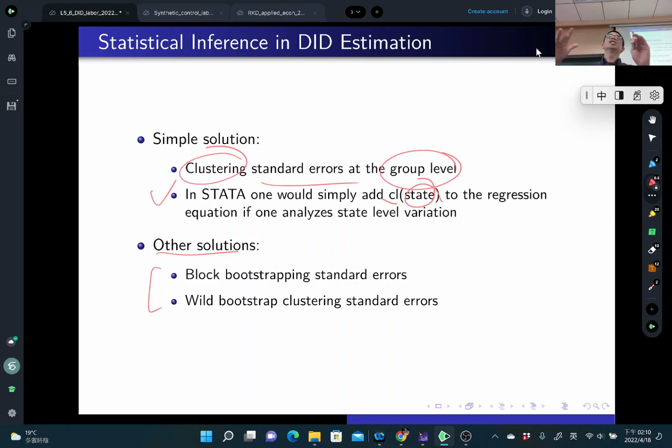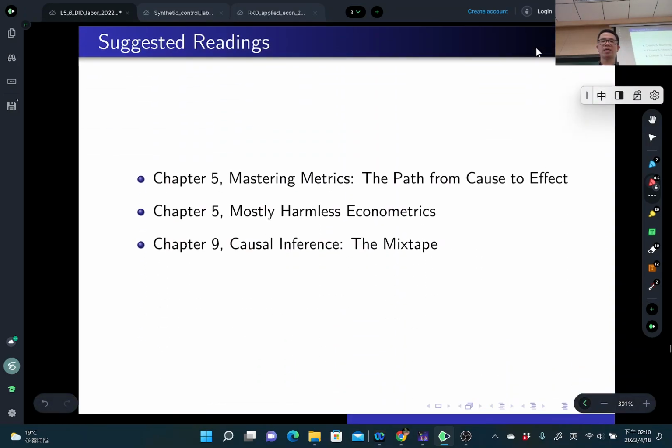That means if you do not do that, sometimes you might over-reject the null hypothesis. It's actually not significantly different from zero, but you find it's significantly different from zero if you do not cluster. So now that we realize there's such a problem, you should care about what kind of clustering level you should use when you calculate the standard errors. Okay, any questions?